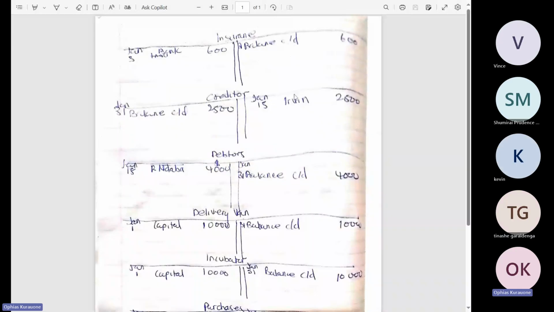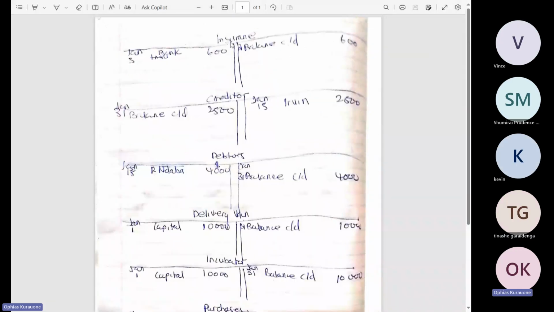Yeah, this one. Let's finish off here. We've got insurance. Insurance again is still 600. Then balance brought down 600. Creditors received 2,500. Then Ivan 2,500, because Ivan is our creditor. Debtors Ndaba 400. Then balance carried down 4,000. Sorry, 4,000 for those chickens which were sold.